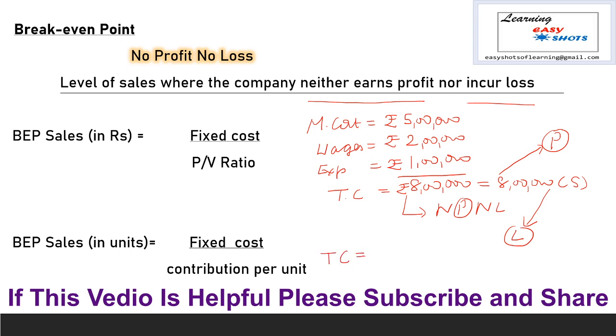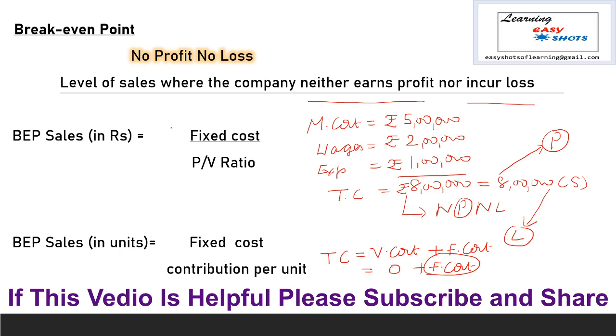So total cost consists of two costs. Number one is variable cost, which changes with the production, and number two is fixed cost, which is fixed irrespective of units produced or sold. Now suppose in any particular year, if the production stops due to some reason, our variable cost is zero and the company bears only fixed cost. So the minimum break-even sales is equal to fixed cost. That's why we use fixed cost in break-even sales.